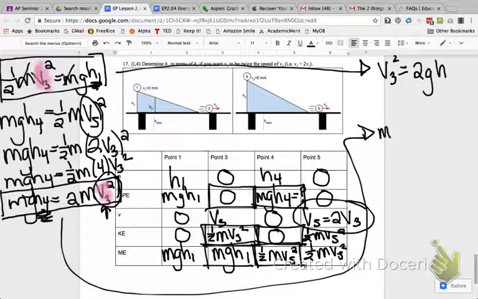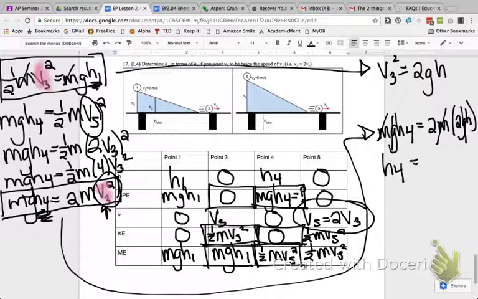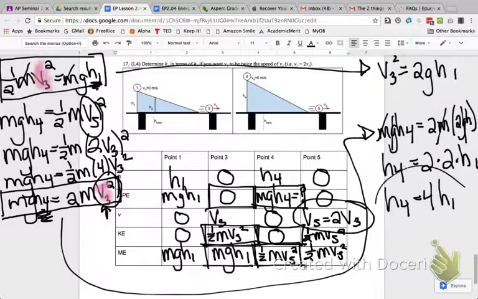So mgh4 equals 2m times 2gh1. I'm going to cancel out the m's again over here, and I can also cancel out the g's to get h4 equals 2 times 2 times h1. So h4 is 4 times h1.